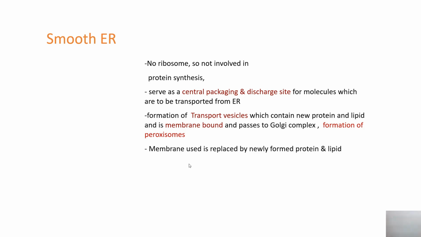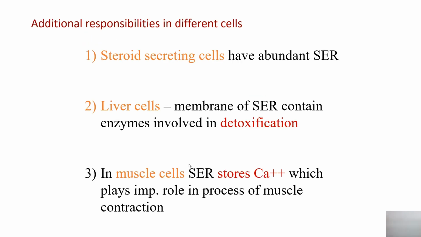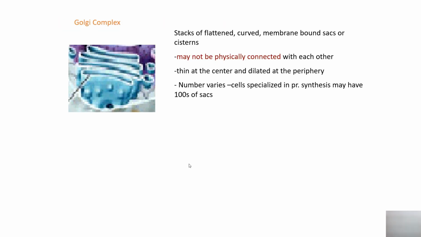The smooth ER serves as a central packaging and discharge site for molecules which are to be transported from the ER. Transport vesicles are formed which contain new proteins and lipids, are membrane bound, and pass to the Golgi complex. Peroxisomes are formed, and membrane in use is replaced by newly formed protein and lipid. Okay, so there are different additional responsibilities of different cells as well. Steroid secreting cells have abundant smooth endoplasmic reticulum. In liver cells, the membranes of the SER contain enzymes involved in detoxification. In muscle cells, the SER stores calcium, which plays an important role in the process of muscle contraction.